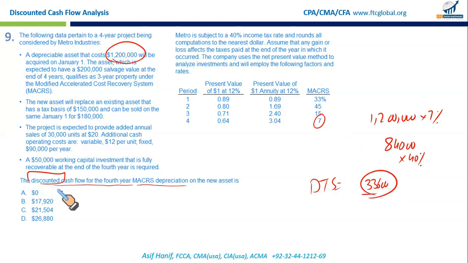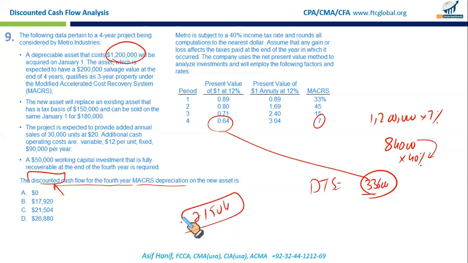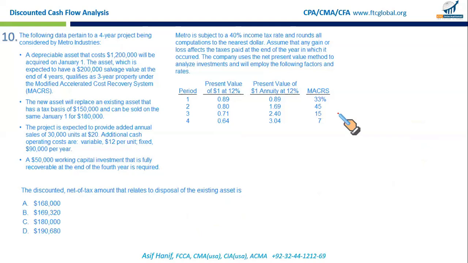In order to bring it to present terms, you need to discount it. We will multiply it with 0.64. So the first step is to calculate the depreciation for the fourth year. Second step is to calculate the tax shield by multiplying depreciation with the tax rate. Once you have the tax shield, you multiply it with the discount factor to convert this tax shield from the fourth year to year zero. So that's exactly what we're going to do. 33,600 times 0.64 gives you 21,504. This is the present value of the depreciation tax shield, which we will achieve at the end of the fourth year. This way you may be tested to calculate any one component of a large investment decision question.